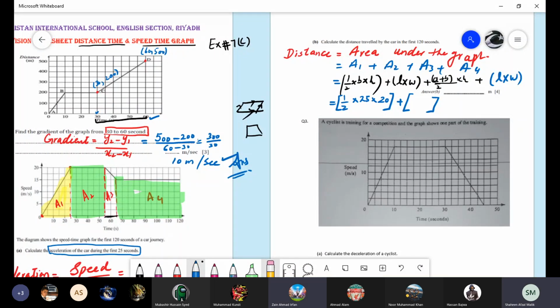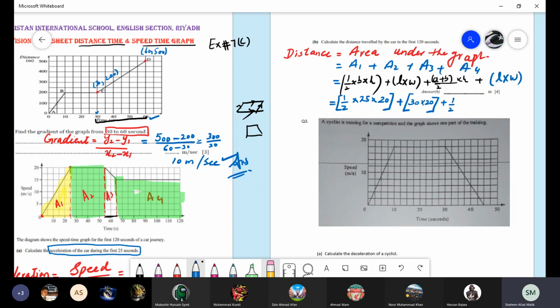No, from this point we have 55, from 55 to 25. This is 30. Yes. And what is the length up to this one? Multiplied by 20. Let's go to the third figure.